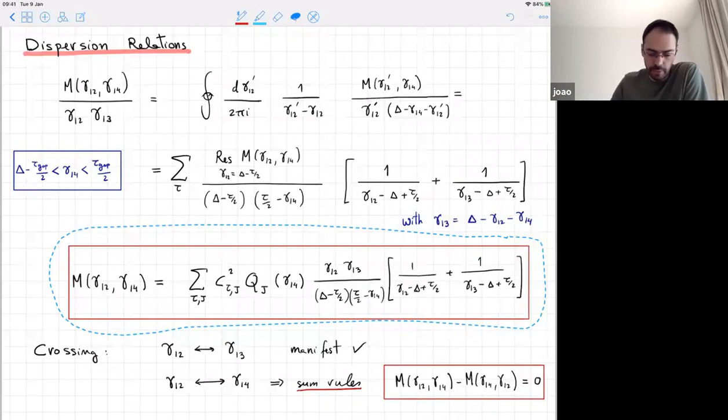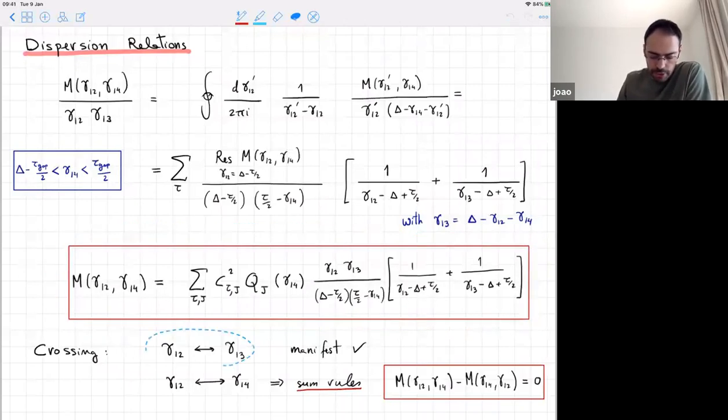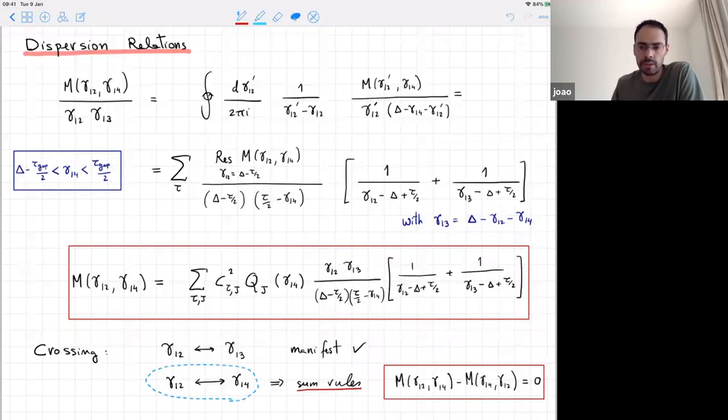And we have to be careful because it only converges in a specific region. Okay. So this formula makes crossing manifest between gamma 2 and gamma 3, because we kept gamma 4 fixed, so these 2 variables are still treated equally. But the crossing, for example, between gamma 2 and gamma 4 is clearly not manifest. And if we impose it now in this equation, we get some rules. We get constraints on the OPE data.